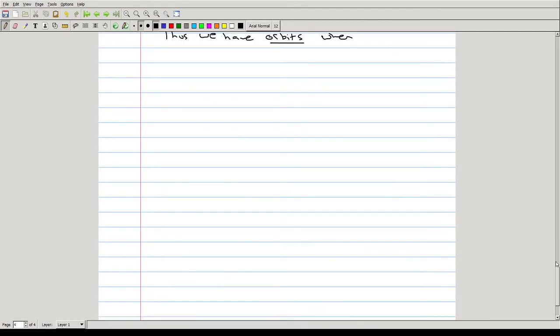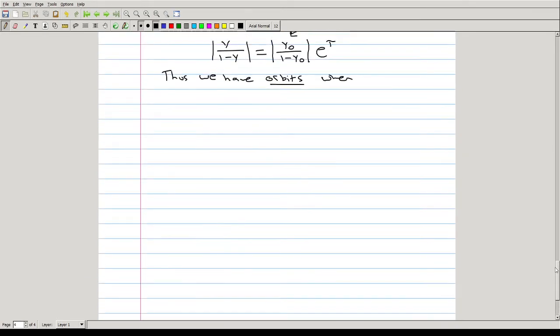We'll have orbits or solutions to our differential equations when y over 1 minus y is less than 0. We'll have orbits when y over 1 minus y is equal to 0. And we'll have orbits when y over 1 minus y is greater than 0.